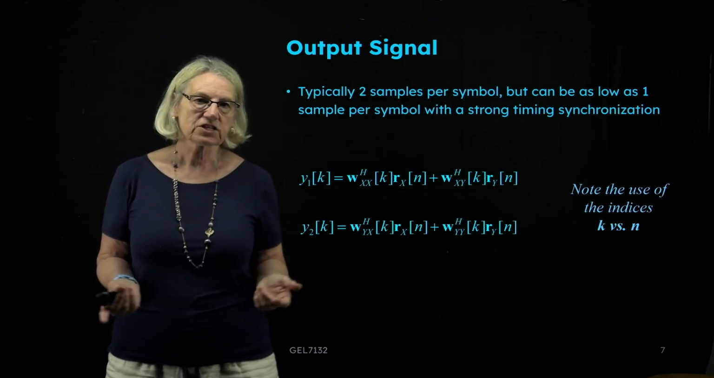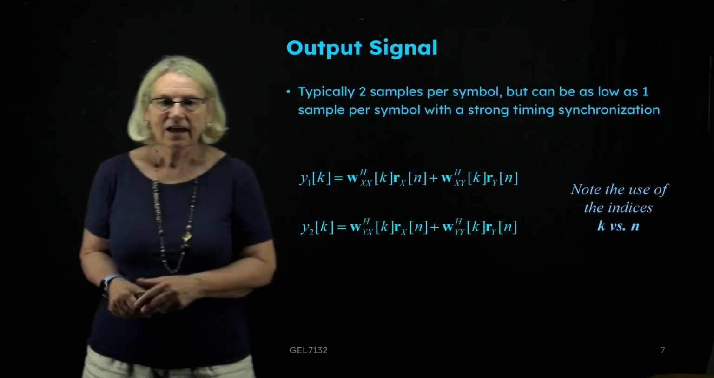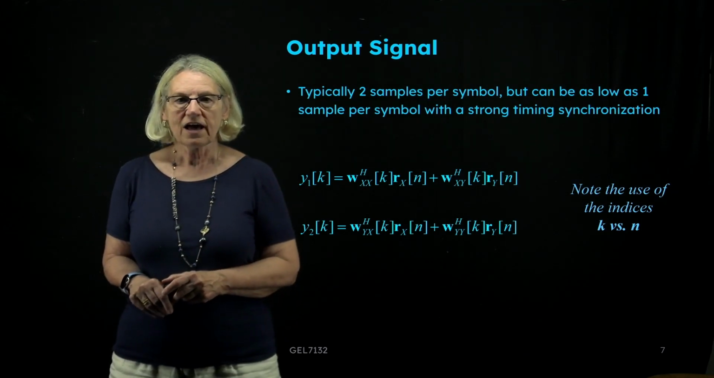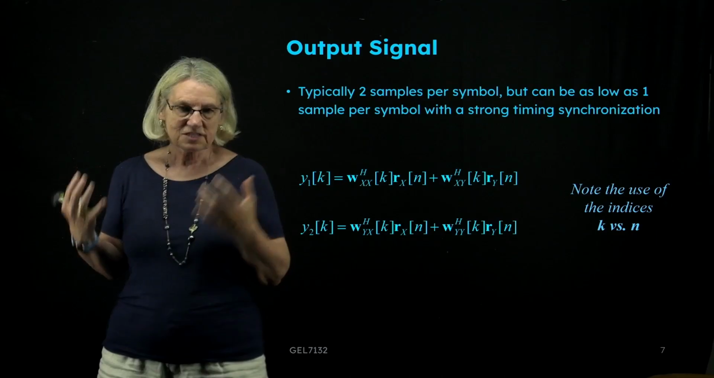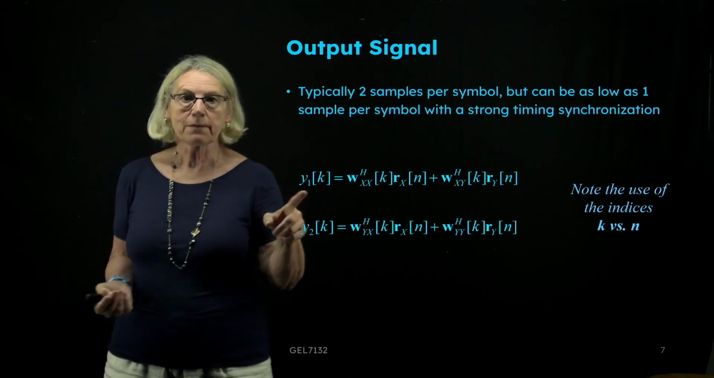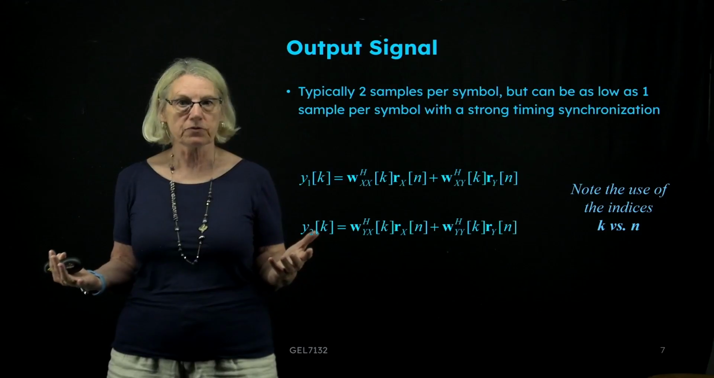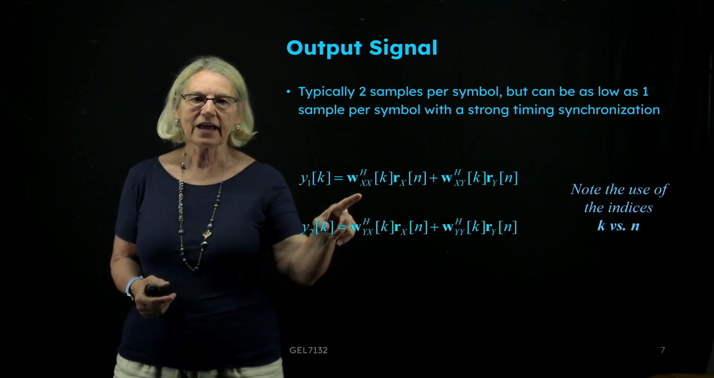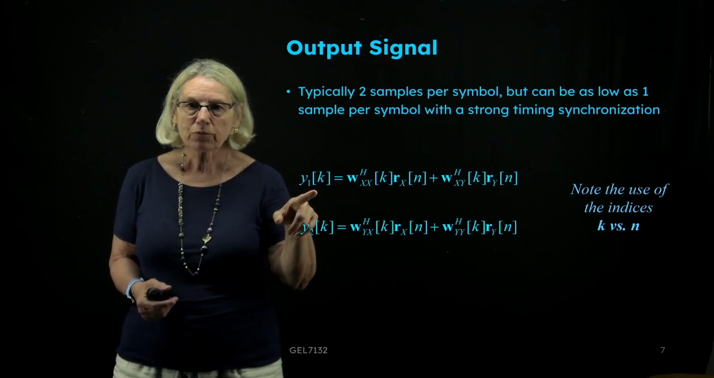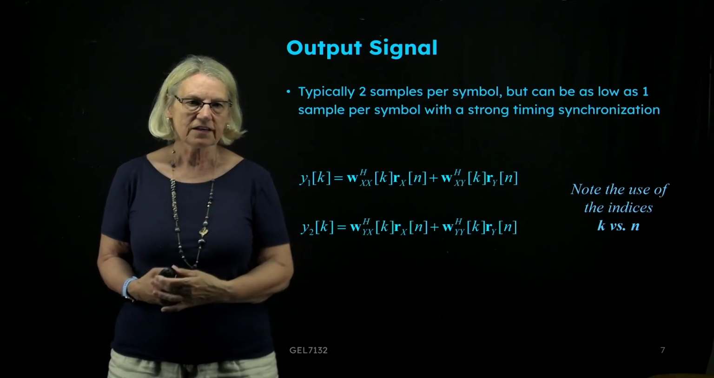Now I want you to pay attention and notice that I have 2 different indices, K and N, just because the K is going to be at the symbol rate. That's going to be 1 sample per symbol. And the N, it could be 1 sample per symbol or it could be 2 samples per symbol. What's important is that once per symbol I'm doing an output of what the equalized output is of the CMA algorithm.